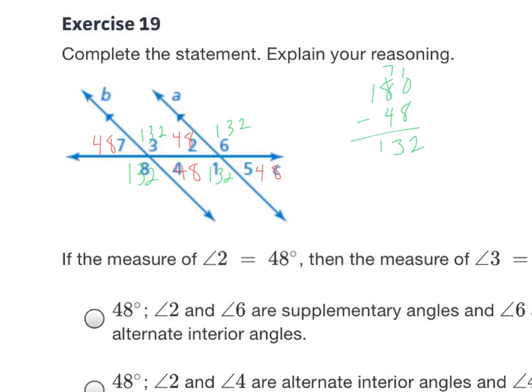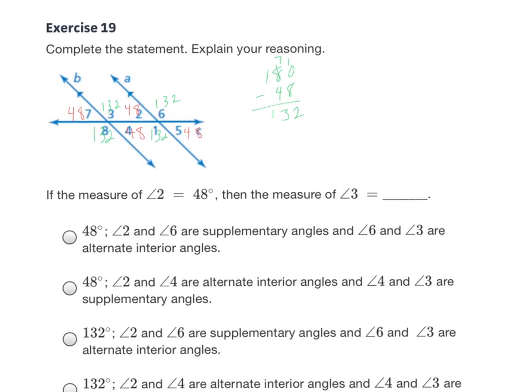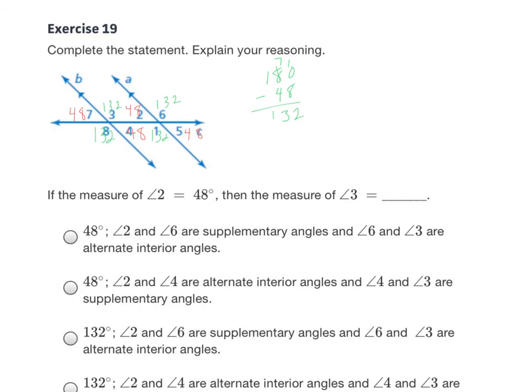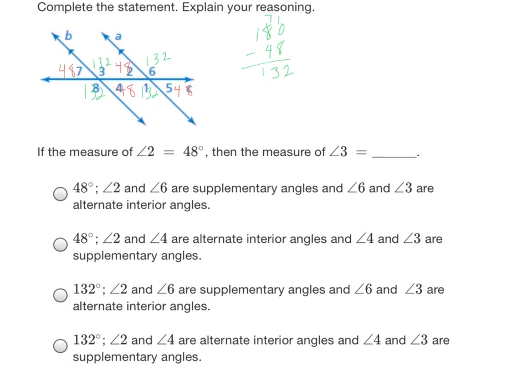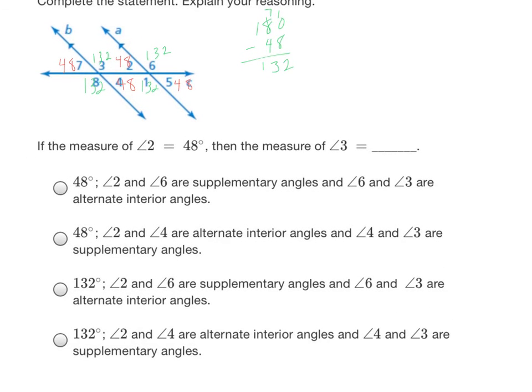So now let's look at our questions. Our question is, the measure of angle 3 is going to be 100. Measure of angle 3 is 132. That means that it's not the first one or the second one. And now let's go through and figure out which one is the correct 132. It says 2 and 6 are supplementary. That's true. They're right next to each other. They would give you 180 degrees.